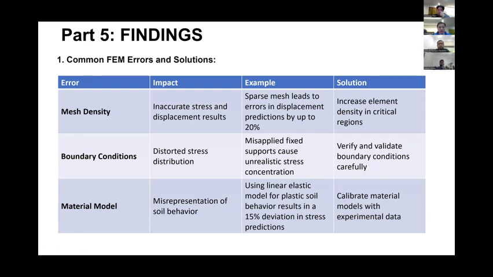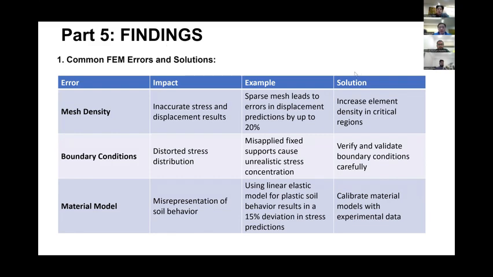Now let's discuss some common FEM errors and their solutions. Error 1 is the mesh density. Inaccurate stress and displacement results can affect our FEM model. For example, a sparse mesh leads to errors in displacement prediction of up to 20%. The solution is to increase the mesh density in critical regions or areas.